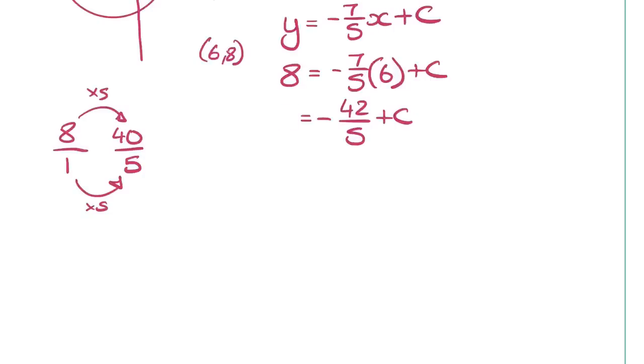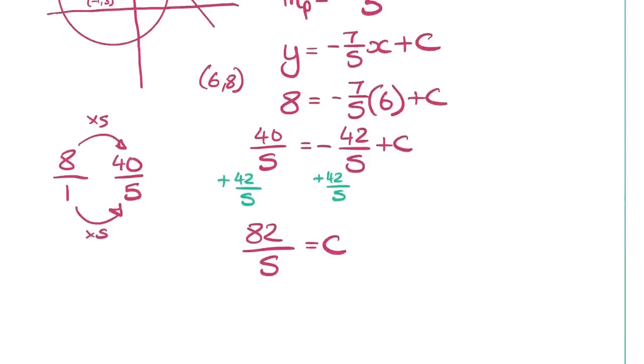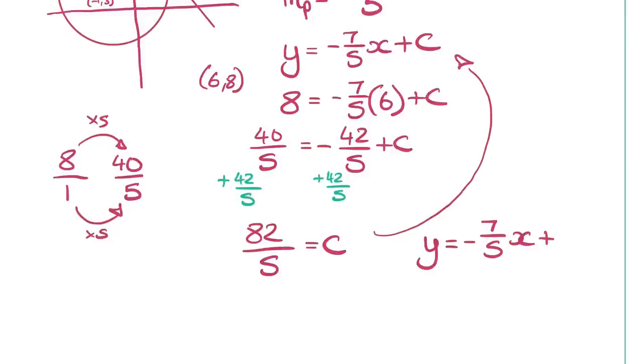If I get rid of the 8 here and write that as 40 over 5, I can now add 42 over 5 to both sides relatively easily. So 42 over 5, and that leaves me with, well, 40 plus 42 is 82 over 5 equals c. I can now write that equation, just putting it back into my line equation here. So that is y equals -7 over 5x plus 82 over 5.